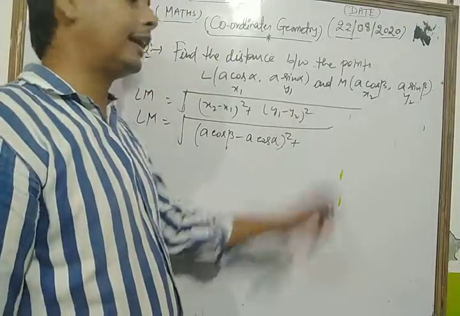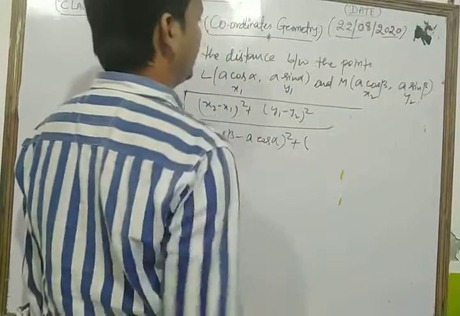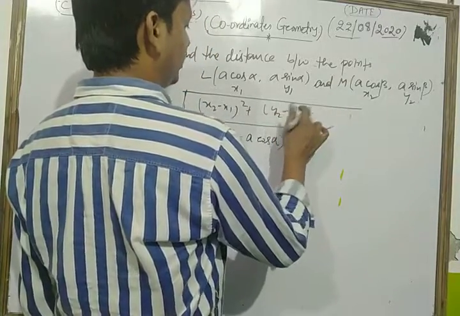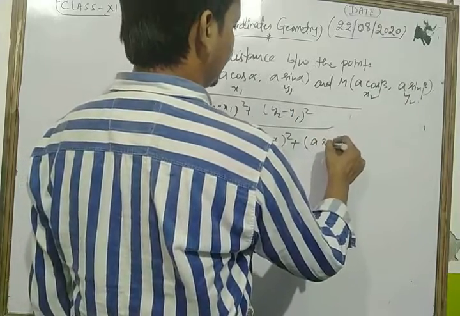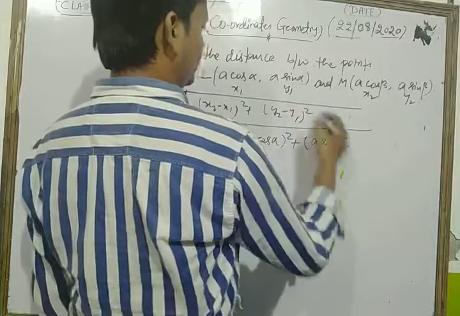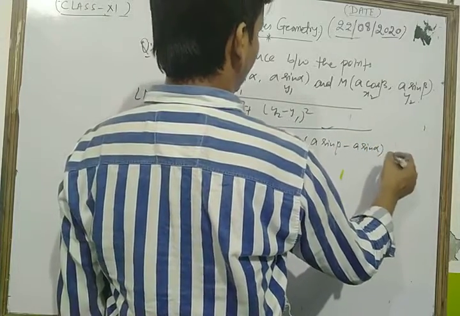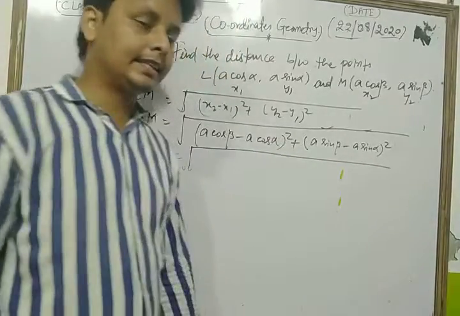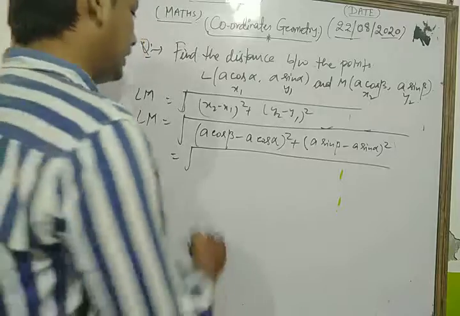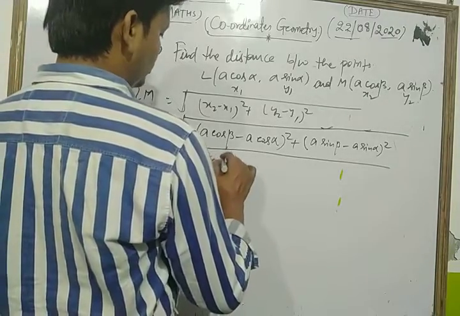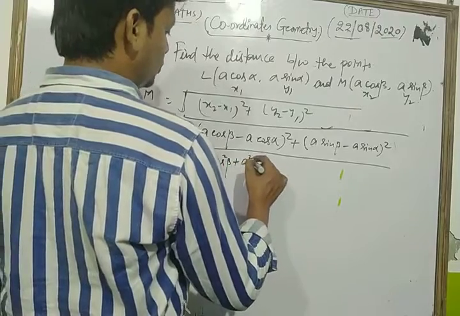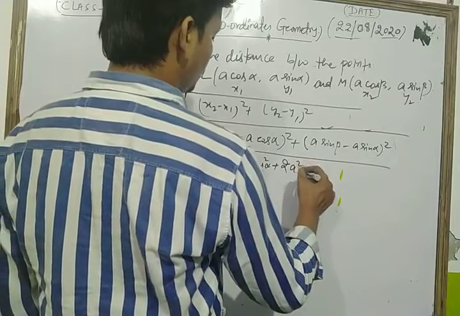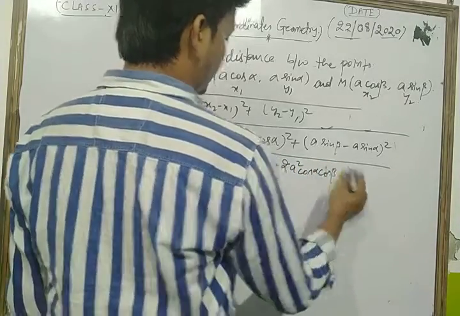Similarly, we put the values of y1 and y2 in this formula. So we write y2 minus y1. So y2 is A sin beta minus y1, A sin alpha, whole square. Now we expand using the identity (A minus B) whole square. So we have A square cos square beta plus A square cos square alpha minus 2AB, which means 2A square cos alpha into cos beta.